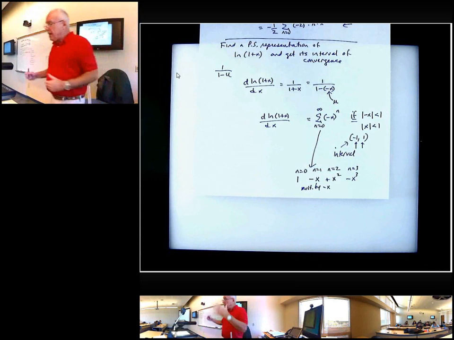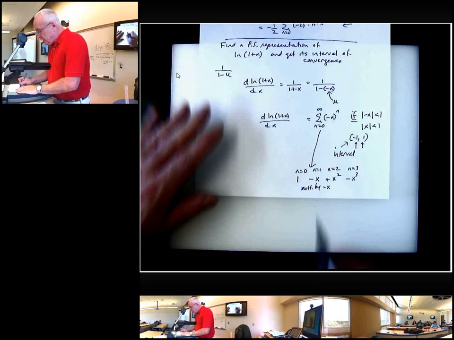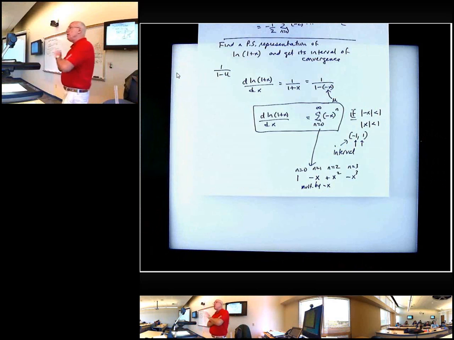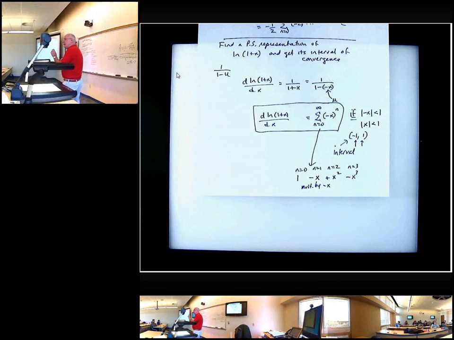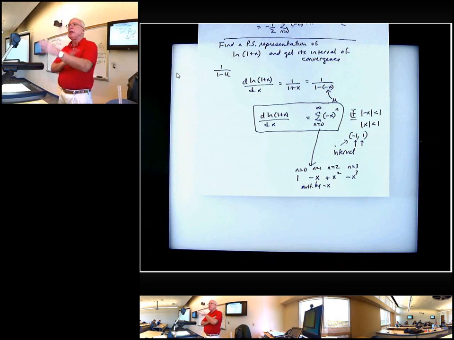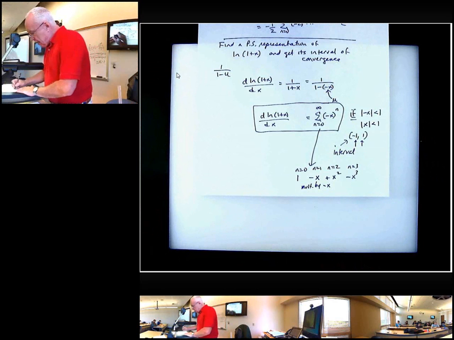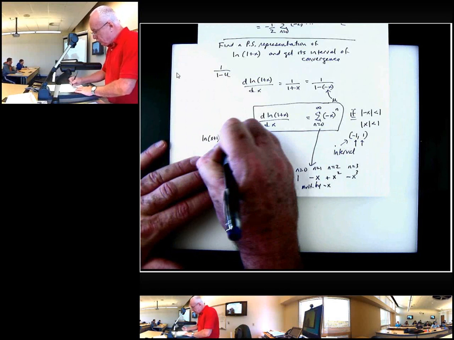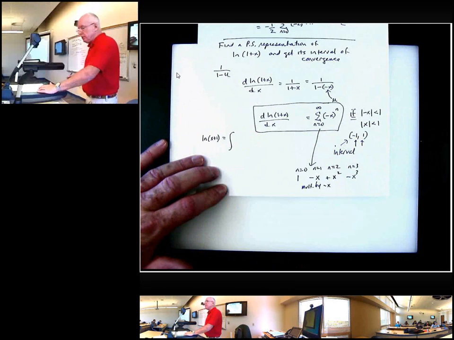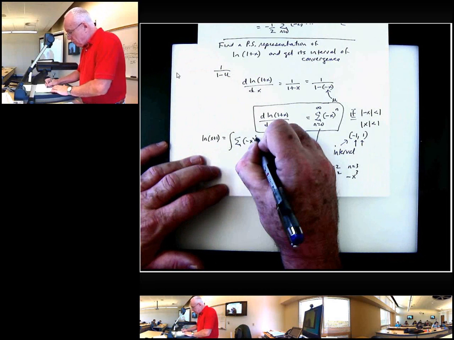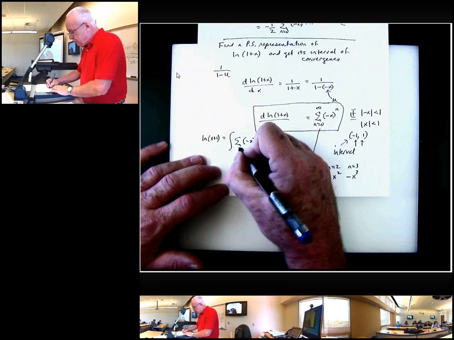All right, let's get back here then to this. We've got that the derivative of this natural log expression is equal to that power series. So how am I going to find the representation of just the ln? Take the antiderivative. This is the other case. So therefore the ln of x plus 1 is equal to the antiderivative. So I'm going to do the integral of this summation of minus x to the n power dx, n goes from 0 to infinity.